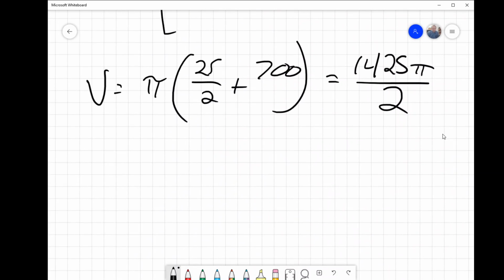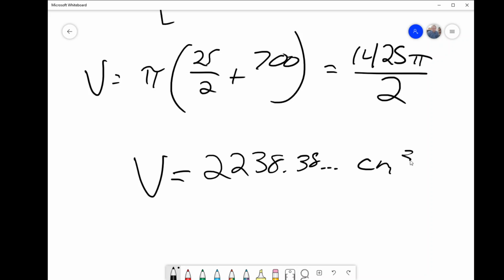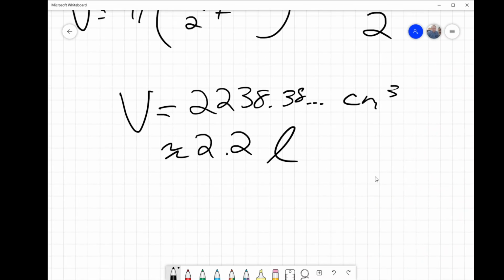Now this is going to be in cubic centimeters. So if we run this through our calculator to come up with an approximation of the value, we find that our bowl contains about 2,238.38 cubic centimeters, or it's roughly a 2.2 liter bowl. So this is a sizable bowl.